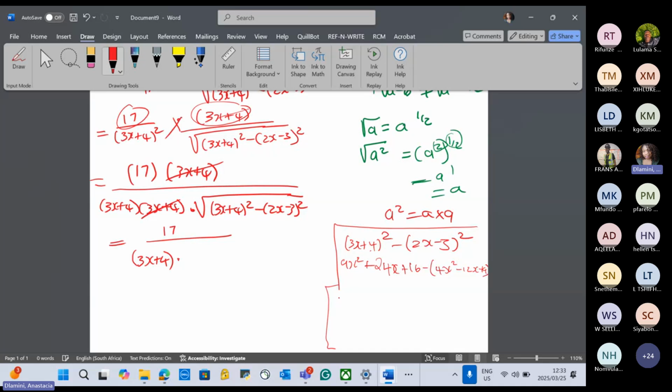So then this will be what? 9x squared plus 24x plus 16 minus 4x squared plus 12x minus 9. What will be the answer? Please help. This and this will be 5x squared, plus this and this will be 36x, plus 7. Well done. So therefore, this is that.